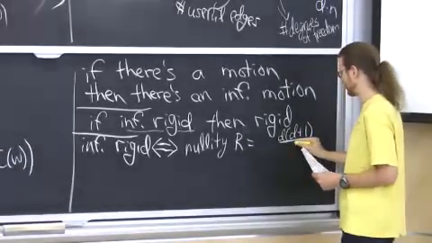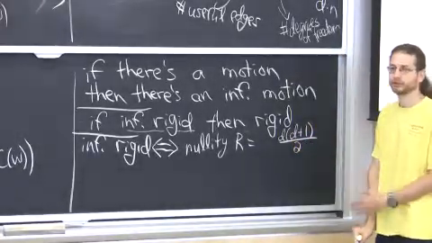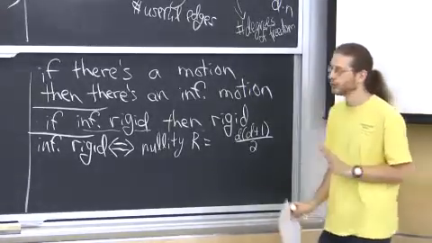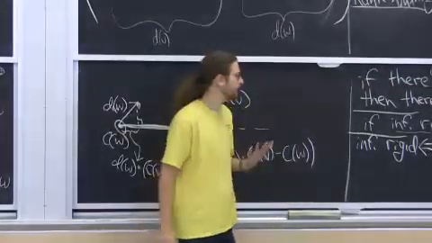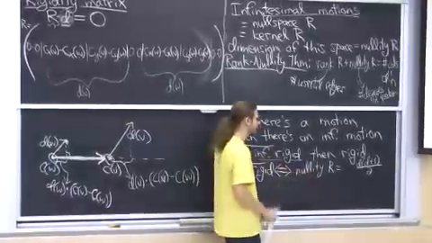In general, in d dimensions, it's d plus 1 choose 2. In 2 dimensions, there's 3 rigid motions. You've got the 2 translations and the rotation. Those we're not getting rid of. They still exist in infinitesimal land. So in 2 dimensions, if you want rigidity, your nullity should be 3.